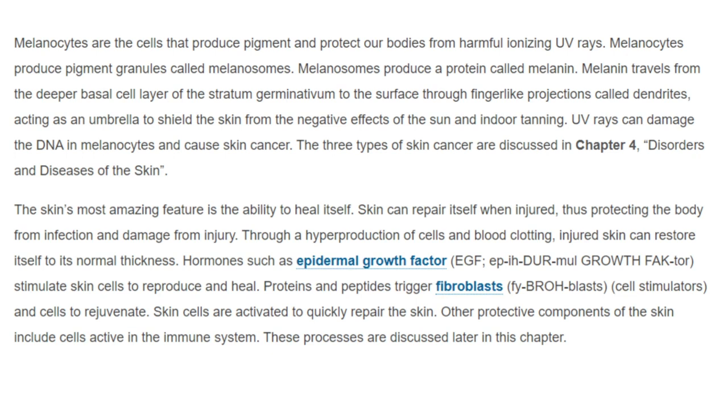Melanin travels from the deeper basal cell layer of the stratum germinativum to the surface through finger-like projections called dendrites, acting as an umbrella to shield the skin from the negative effects of the sun and indoor tanning. UV rays can damage the DNA in melanocytes and cause skin cancer. The 3 types of skin cancer are discussed in Chapter 4, Disorders and Diseases of the Skin.